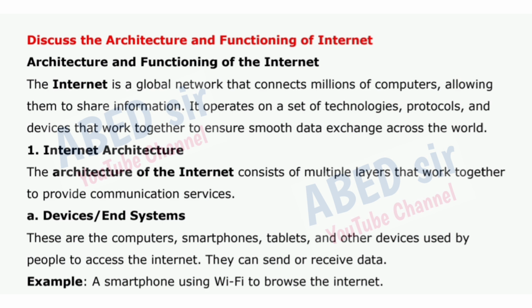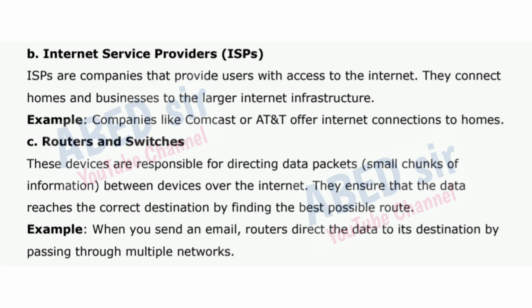A. Devices and systems. These are the computers, smartphones, tablets, and other devices used by people to access the internet. They can send or receive data. Example: a smartphone using Wi-Fi to browse the internet. B. Internet Service Providers, ISPs. ISPs are companies that provide users with access to the internet. They connect homes and businesses to the larger internet infrastructure. Example: companies like Comcast or AT&T offer internet connections to homes.